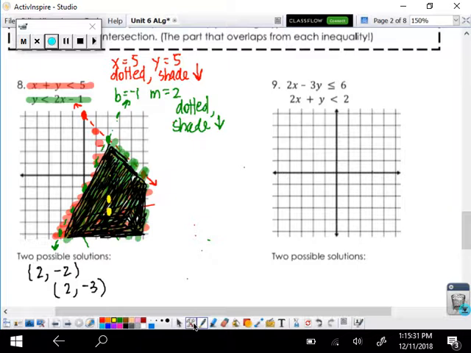Okay, let's look at number 9. So we're going to do the same thing. Graph each one separately and then see where it overlaps. So I'm going to use the cover-up method. 2x equals 6, so x equals 3. And then we have -3y equals 6, so y equals -2.